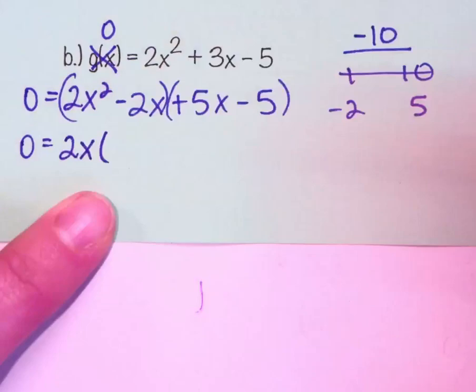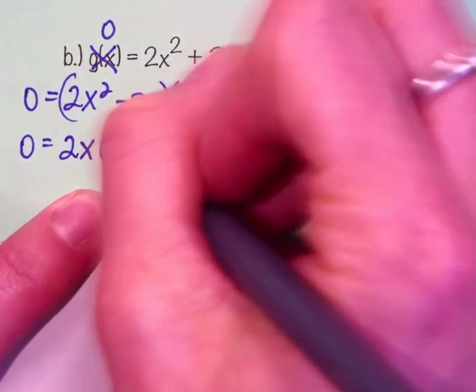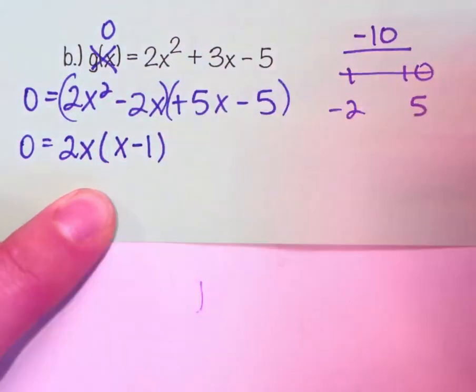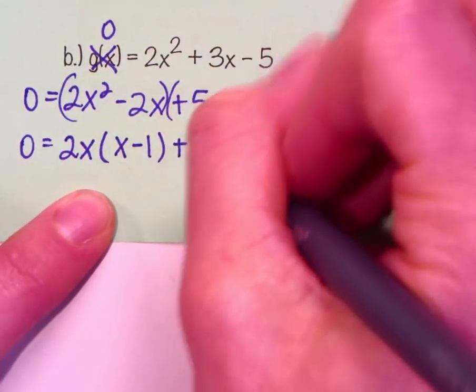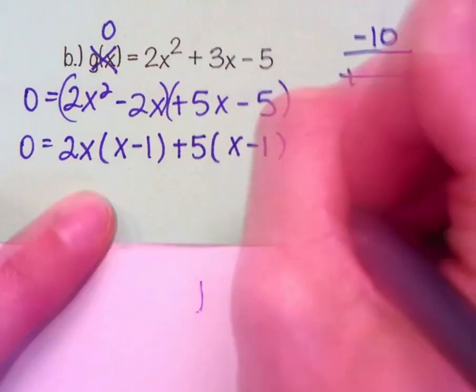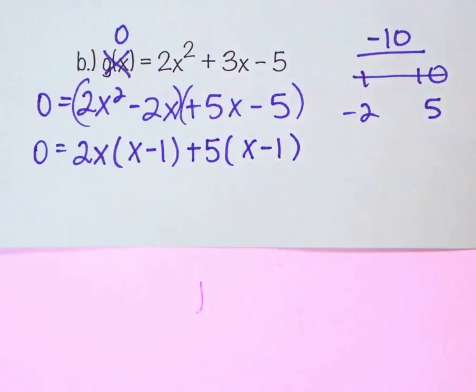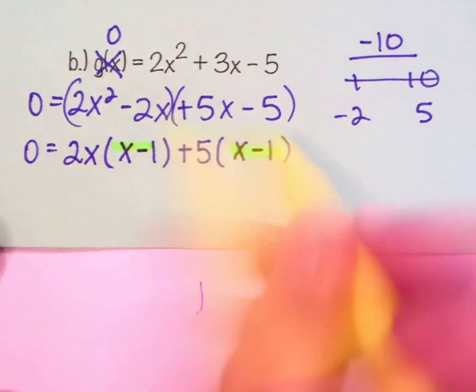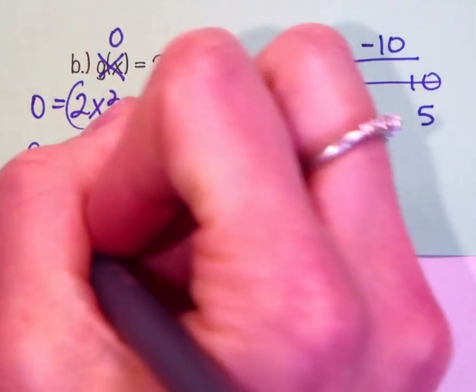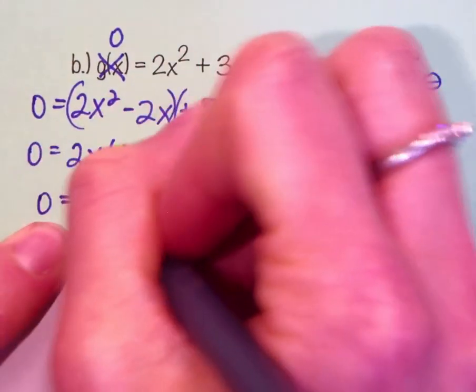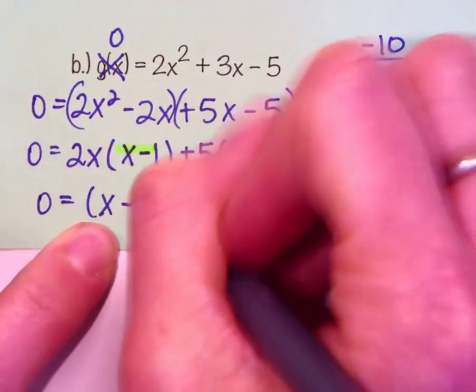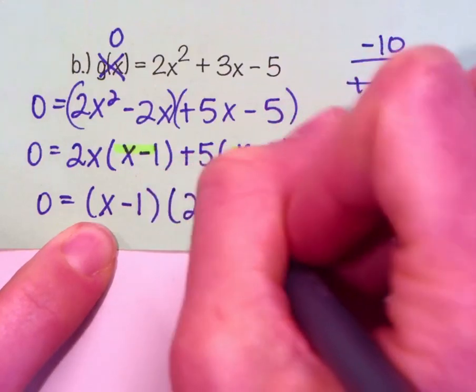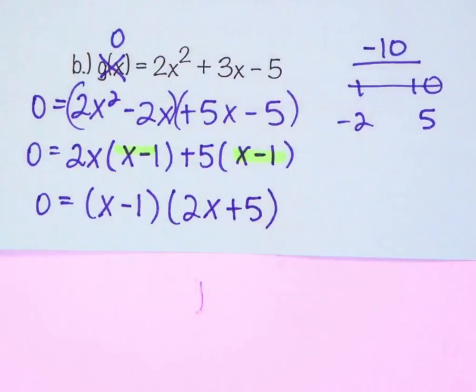I can take a 2x out of this group, and I'd be left with x minus 1. And I can take a 5 out of this group, and I'd be left with x minus 1. This is good. These binomials are the same. Keep that 0 over here. My first factor would be x minus 1. My second factor would be 2x plus 5.